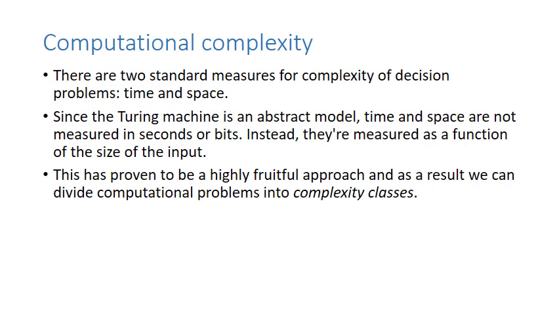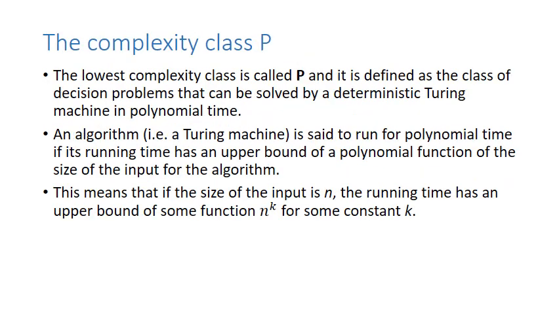One of the main results of this approach is that we can divide computational problems into so-called complexity classes. The lowest of these complexity classes is called P, and it's defined as the class of decision problems that can be solved by a deterministic Turing machine in polynomial time. An algorithm, and here Turing machine and algorithm mean the same thing, is said to run for polynomial time if its running time has an upper bound of a polynomial function of the size of the input for the algorithm. What this means is that if the size of the input is n, the running time has an upper bound of some function n to the power of k for some constant k.